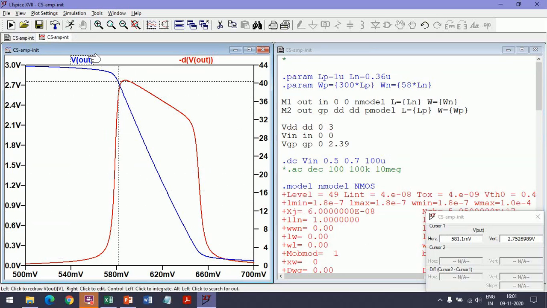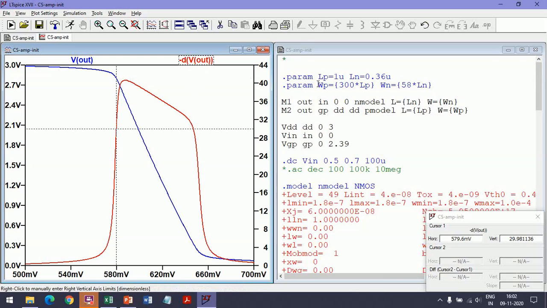I want this to be 2.8. Okay, 579.6 millivolts. Still not high enough. But let us see the gain actually. Okay, so let us see the gain. Now what is the gain here? The gain has become 30. It is less, we need at least 33.